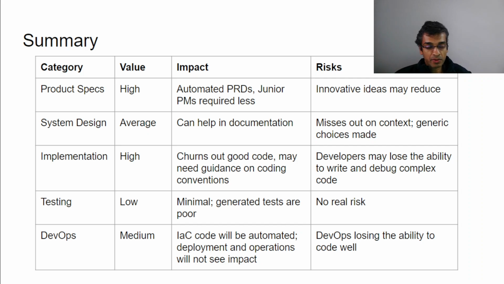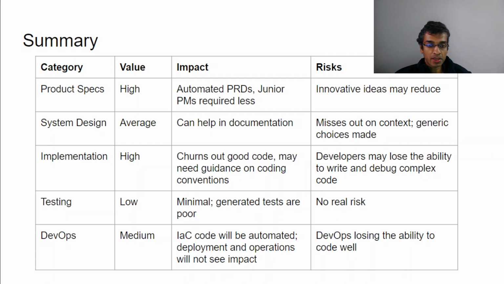So this is essentially a very high-level summary of the observations, right? So I looked at 5 different categories. The first one mirrors the way we do software development, right? You start with a product spec, then you do a system design, then you implement, then you test, and then you essentially deploy and manage it.